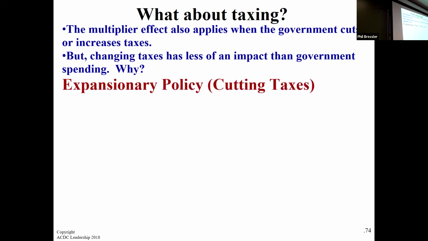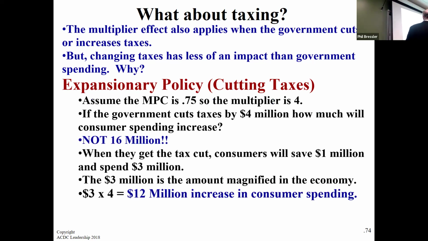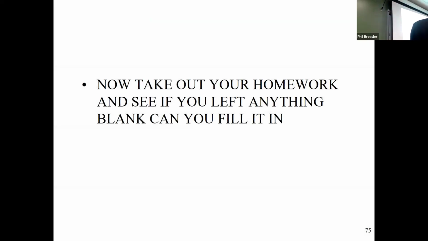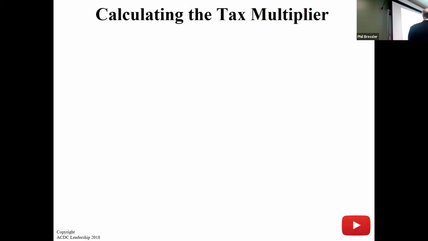So expansionary policy would be cutting taxes, and contractionary would be raising taxes. What was that last part again? Expansionary is cutting, and contractionary is raising. Okay? All right.